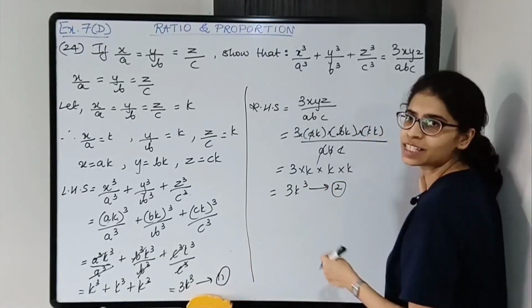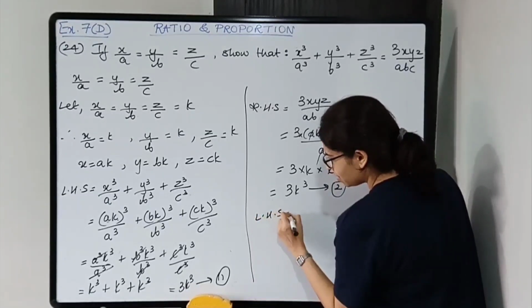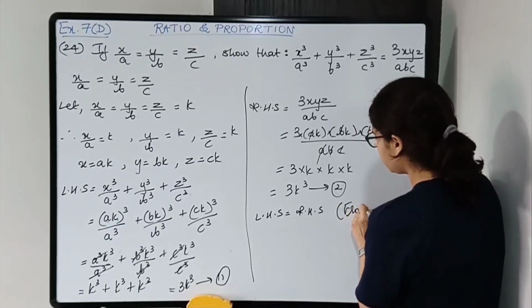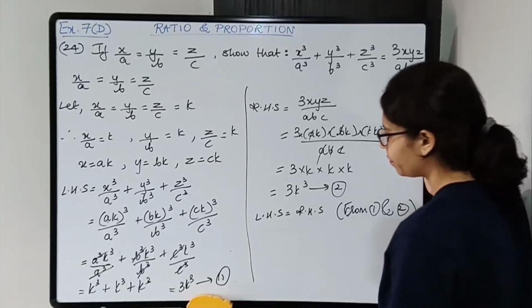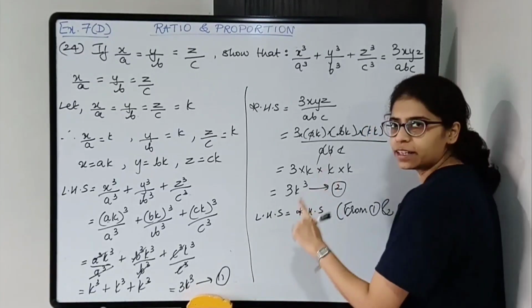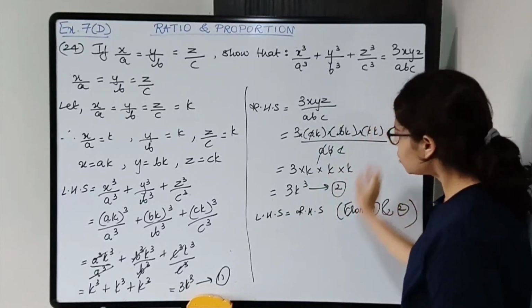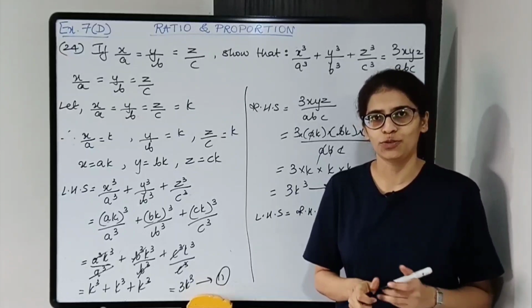From 1 and 2 you can say LHS is equal to RHS. So LHS is equal to RHS. Give the reason: from 1 and 2. After this you will write down the entire LHS and RHS. So write the full LHS, write the RHS. So this is equal to this, and after that, hence proved.